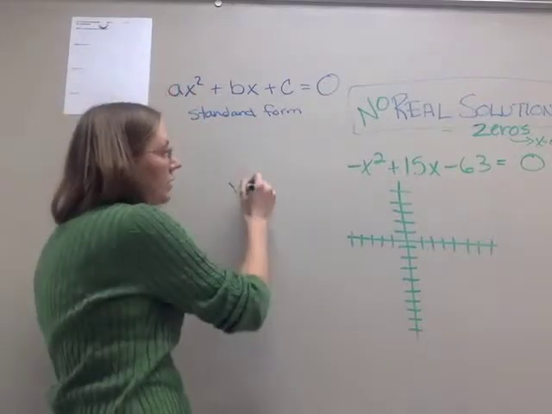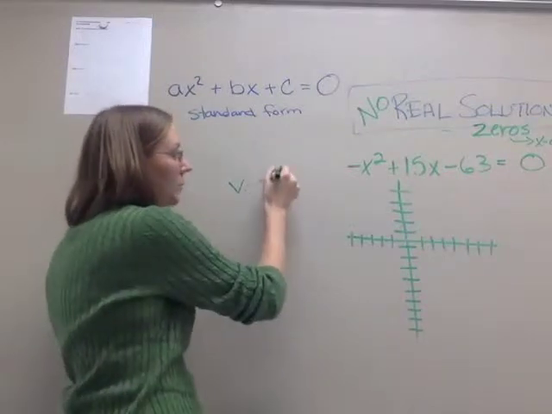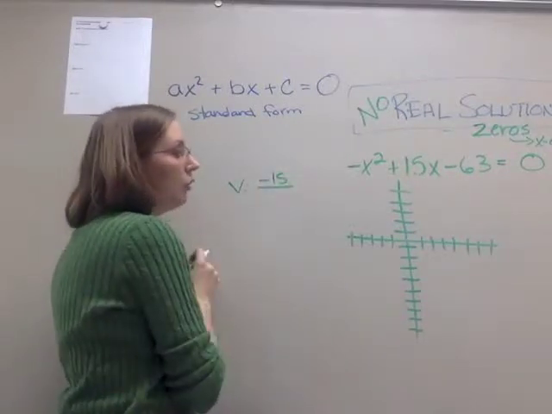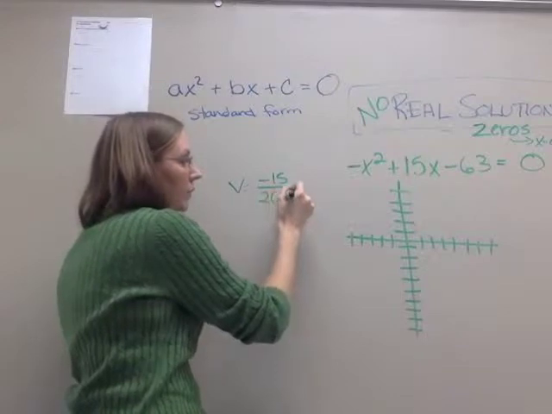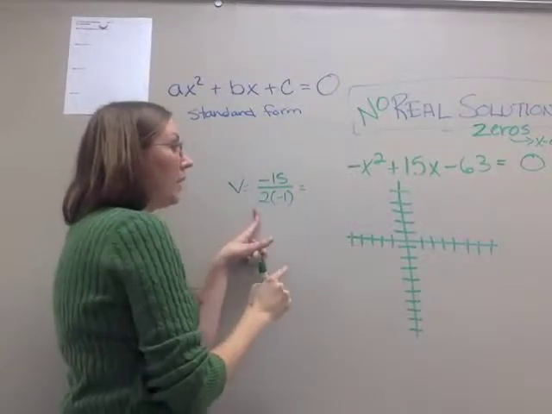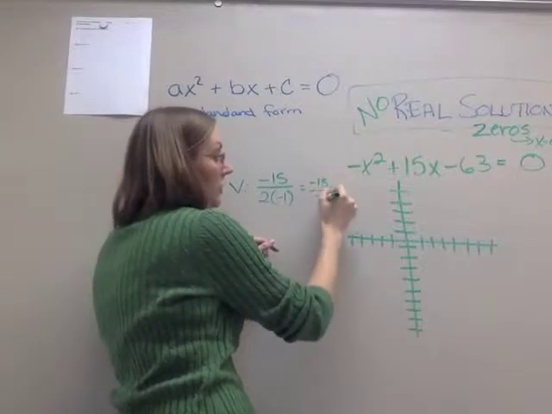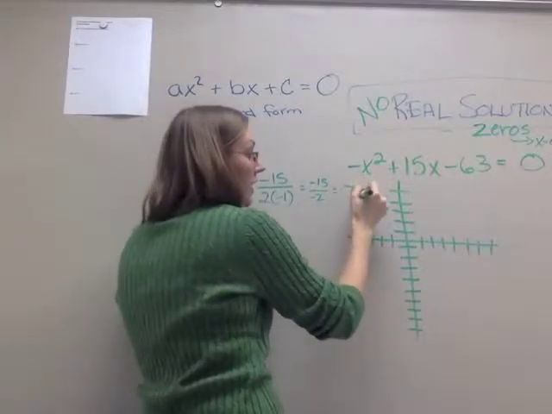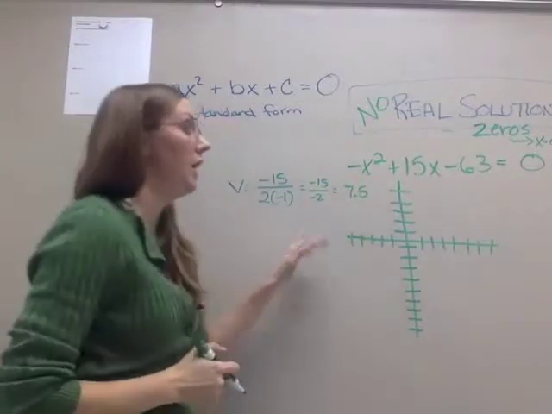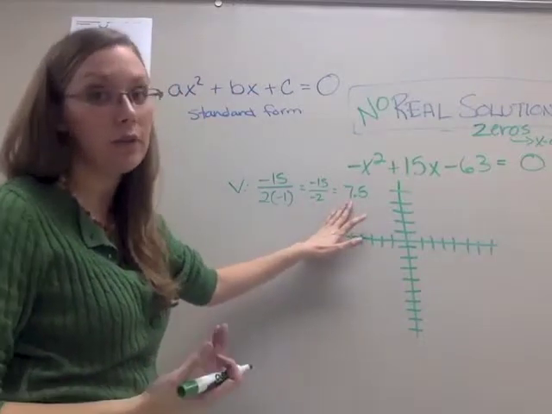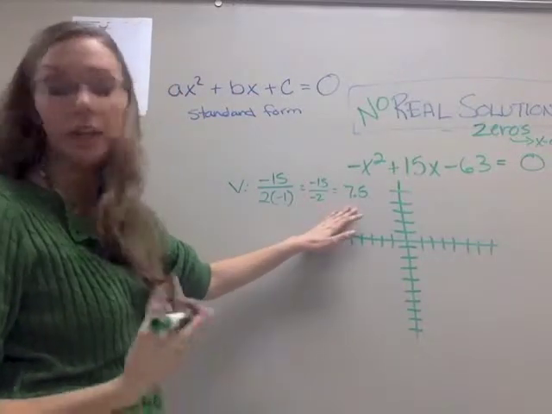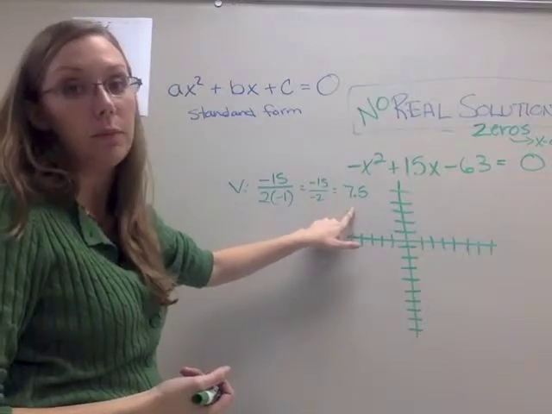So we're going to start out with our vertex, negative b, which is 15, over 2 times negative 1. So we end up with negative 15 divided by negative 2, which is a positive 7.5. I know it's a decimal. I know they're not your favorite, okay? But it's reasonable that we could get that at some point.